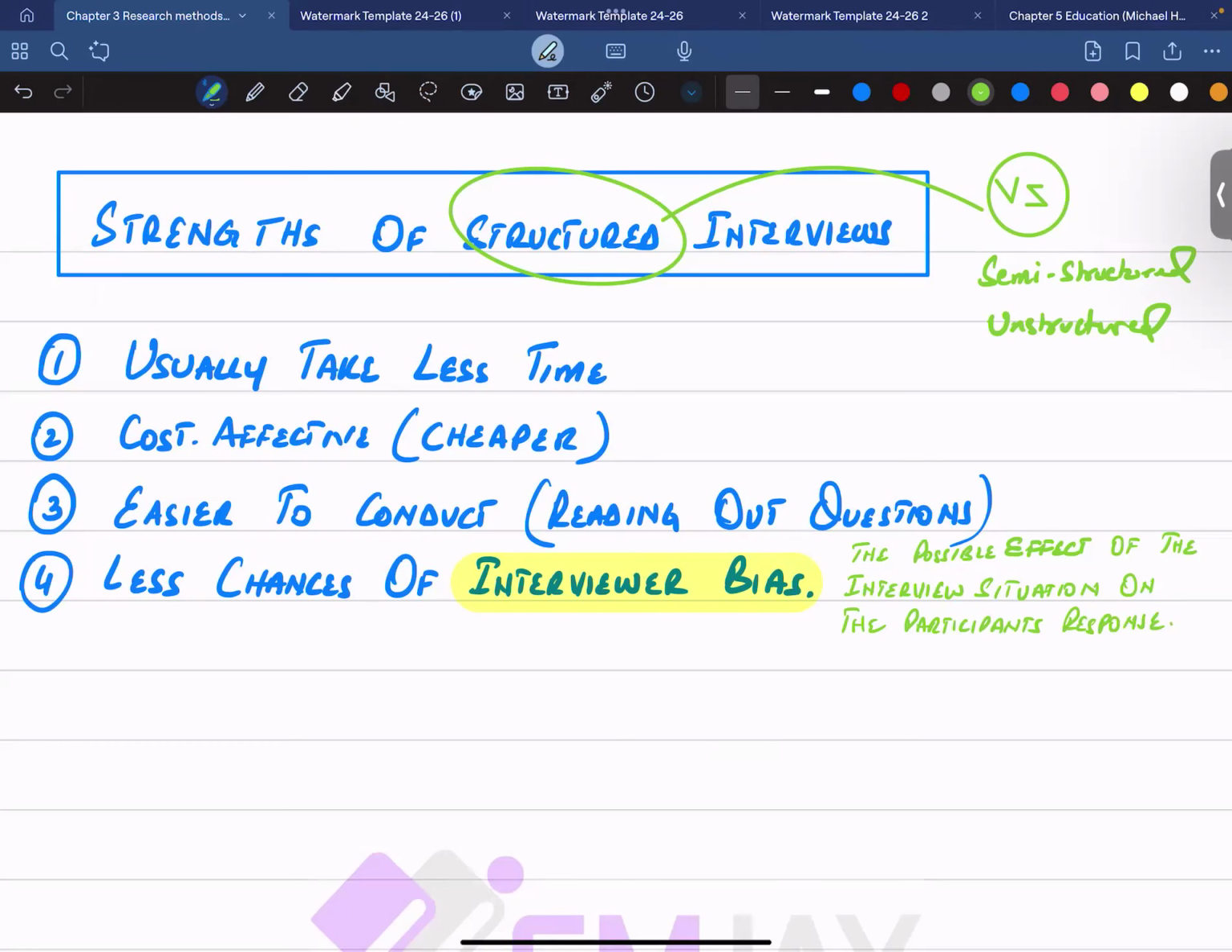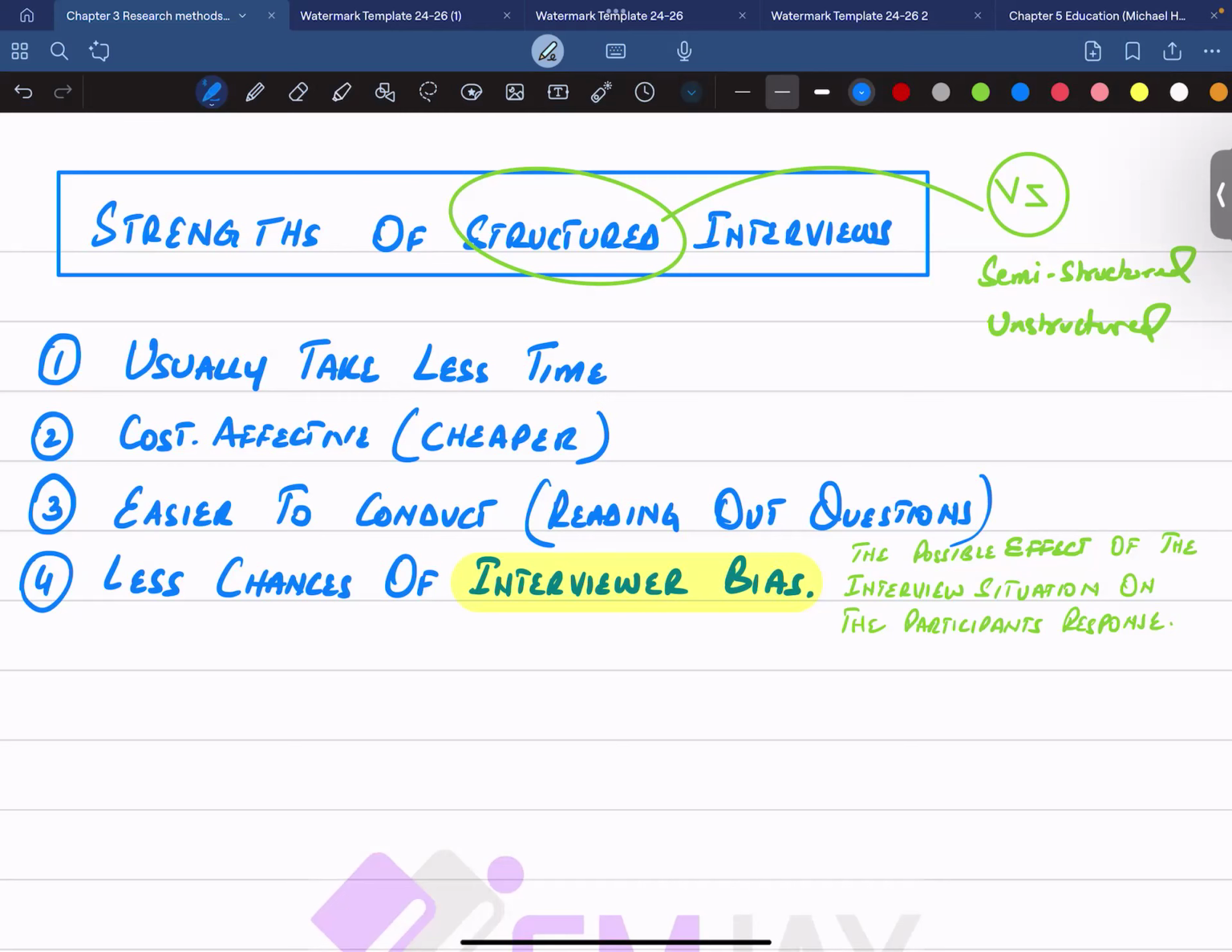There's a possibility that the participant might feel intimidated and not very comfortable answering questions. So there could be less chance of interview bias because of the very nature of these structured interviews, because these questions are asked in a very standardized manner. So there's less chance of the participant's answers being influenced by the interviewer's age, gender, ethnicity, and let's just say the mannerisms too.